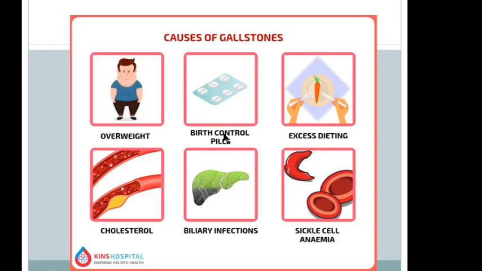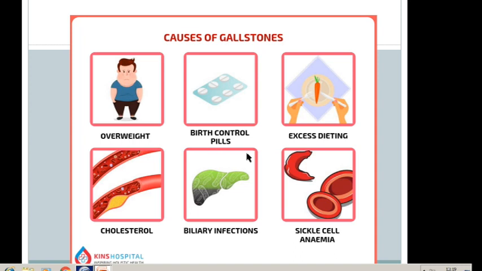Excessive dieting, as we already discussed, if bile salts are not formed during fasting, they form after eating. When there is excess dieting, there is a deficiency of bile salt, and these bile salts are required for the cholesterol and lecithin to be in solvent form. So it may cause gallstone formation. Biliary infection, same bile salt deficiency, which may cause the cholesterol to precipitate and form the gallstone. Sickle cell anemia may be one of the causes for gallstone formation.